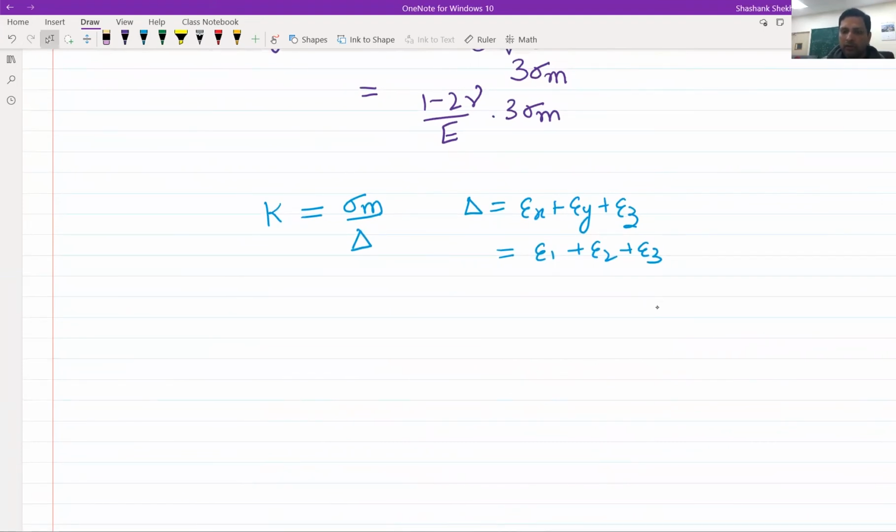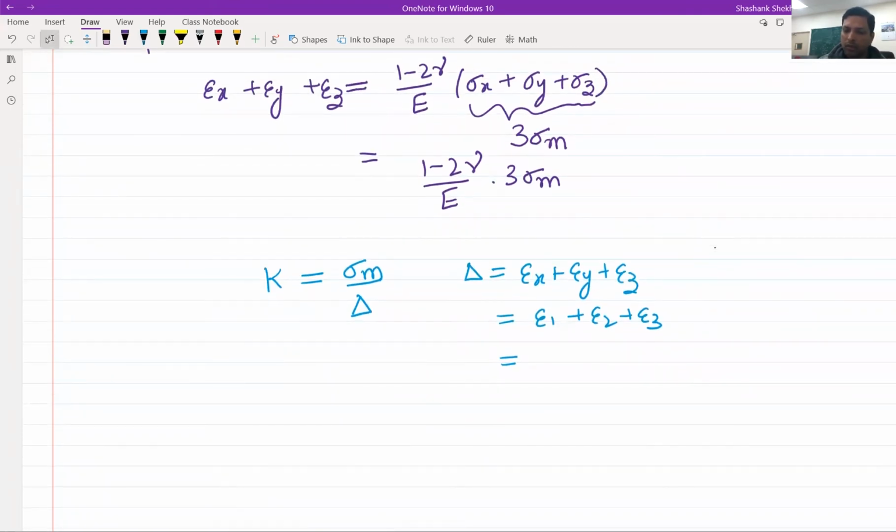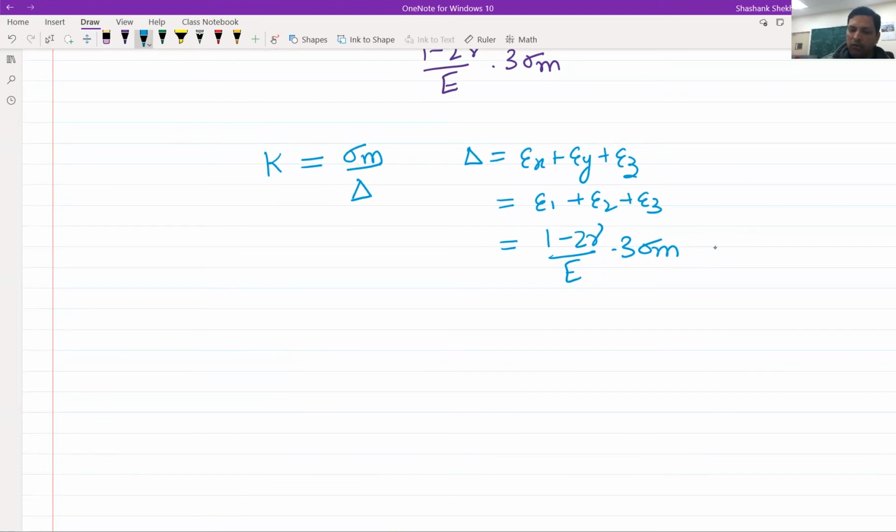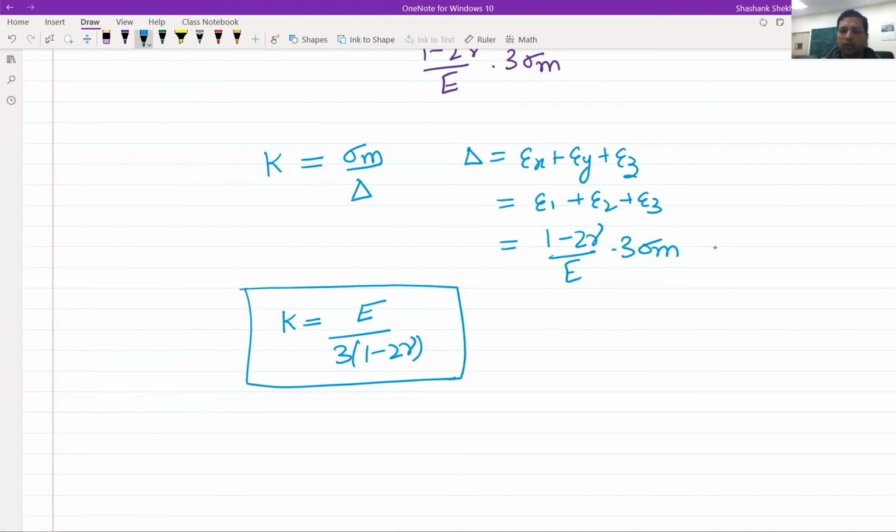So now we know that epsilon 1 plus 2 plus 3 is this, 1 minus 2 nu by E times 3 sigma m. And now coming to this equation, we have sigma m by delta. Therefore, from this relation, K is equal to E by 3 times 1 minus 2 nu. So this is another handy relation which we use for relating the stresses and strains.